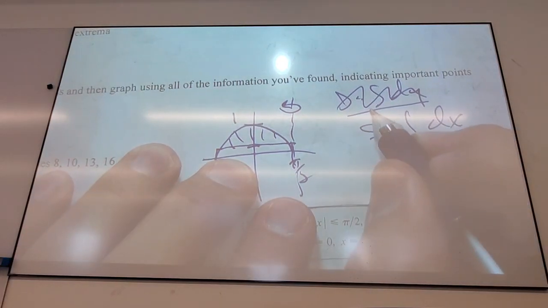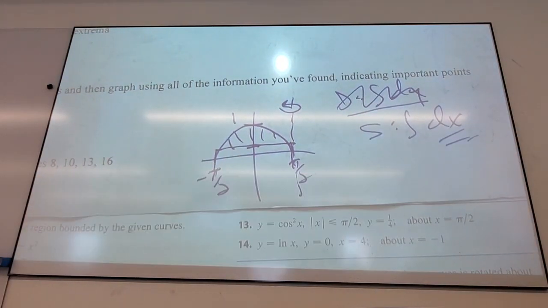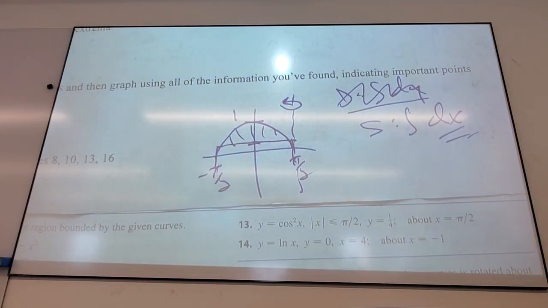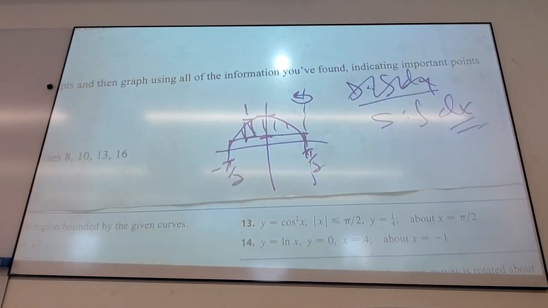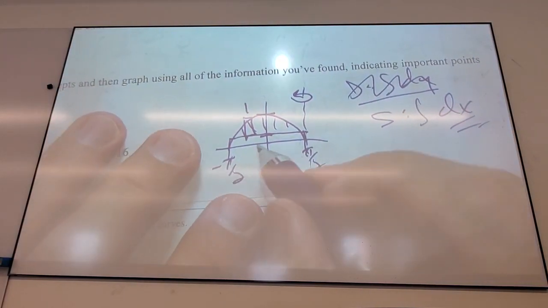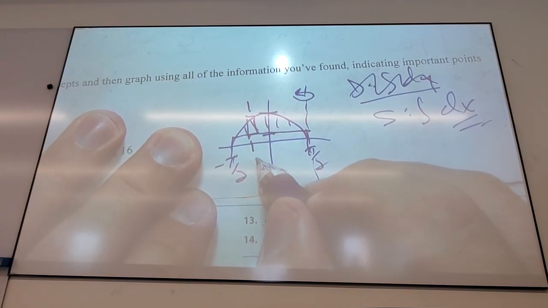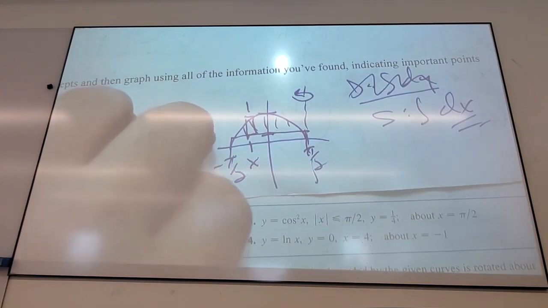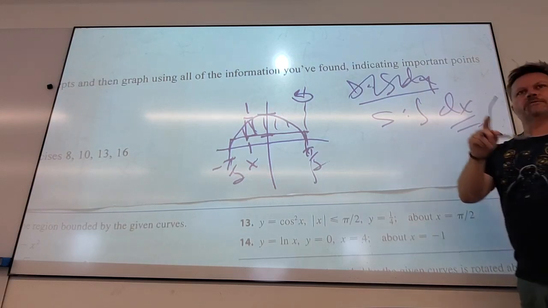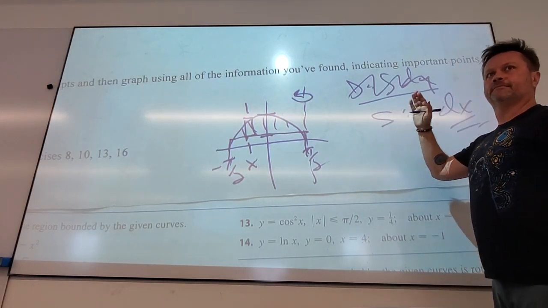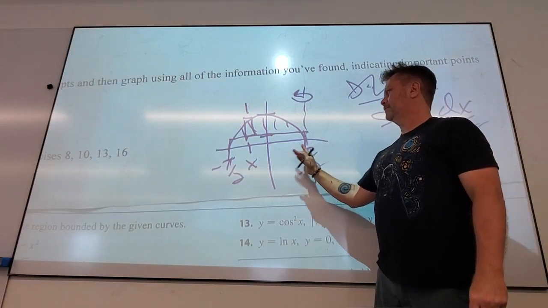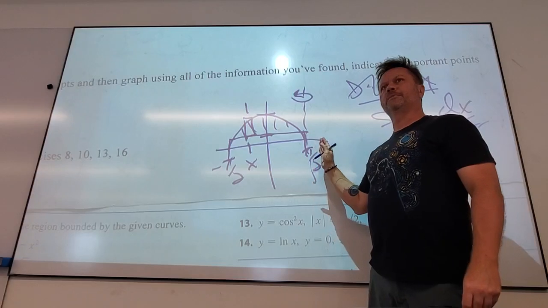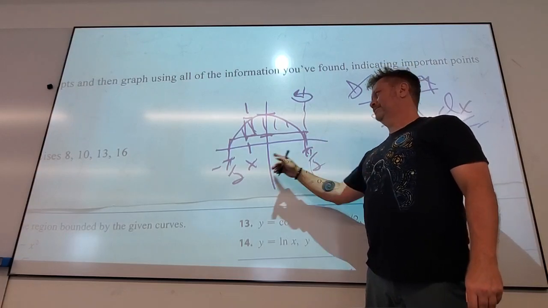So if it's discs, I want to figure out the radius or the radii if it doesn't hug the axis. For shells, I want to draw in anywhere a little representative rectangle. Where is that? Don't overthink it. Where is it? X. Beautiful. So what's the radius? Where's my axis? Here. So big minus small. So what's my radius? Pi over 2 minus x.